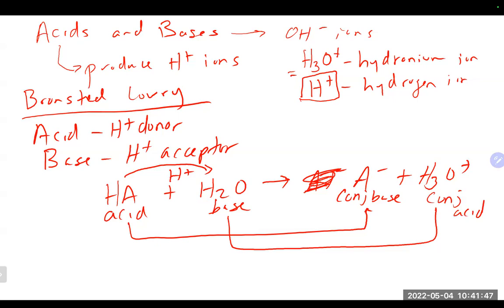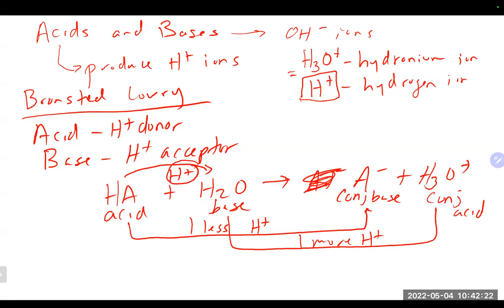So it creates these partners, and they differ by only the one H plus that has been transferred. The acid, because it donates the H plus, will have one less H plus when it gets onto the other side because it gave it away. While the conjugate acid on the right-hand side that came from the base will have one more H plus because it accepted the H plus in this case.